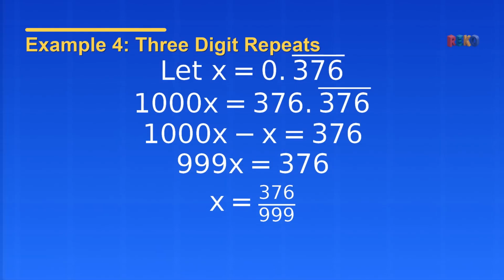Let x equal 0.376 recurring. Because 3 digits repeat, multiply by 1,000. Subtract to remove the repeating part, giving 999x equals 376. Therefore, x equals 376 over 999.